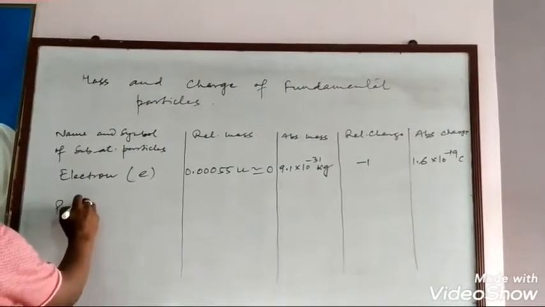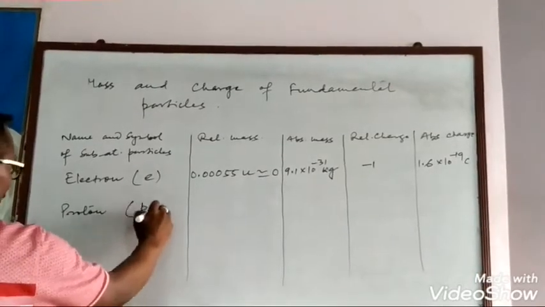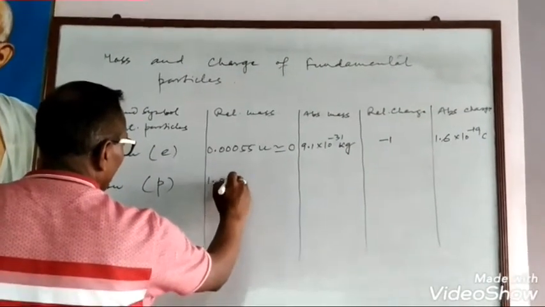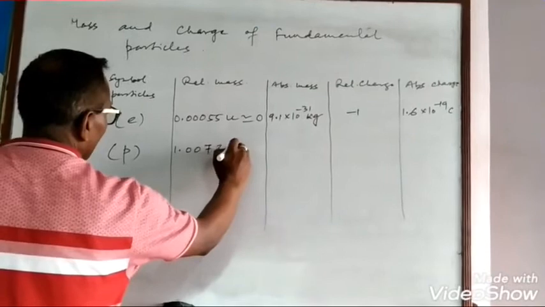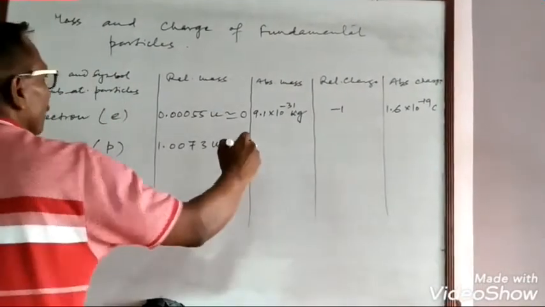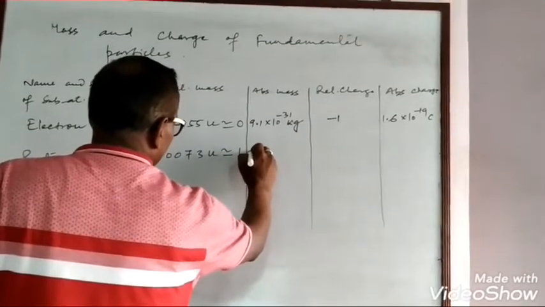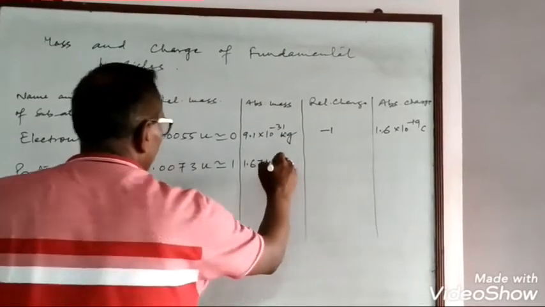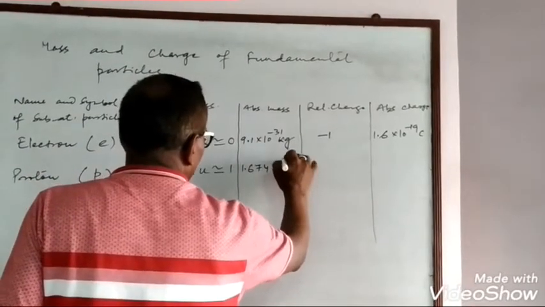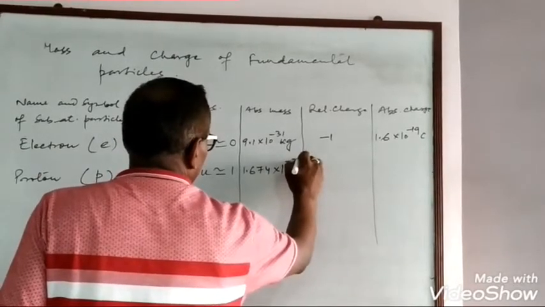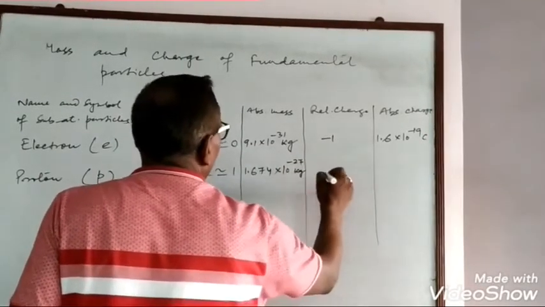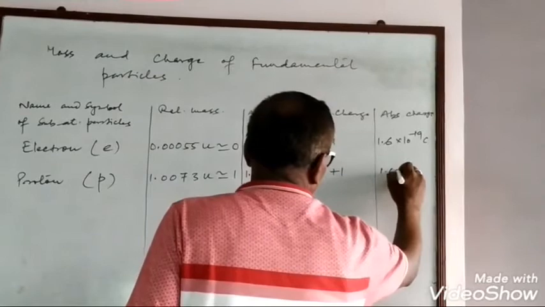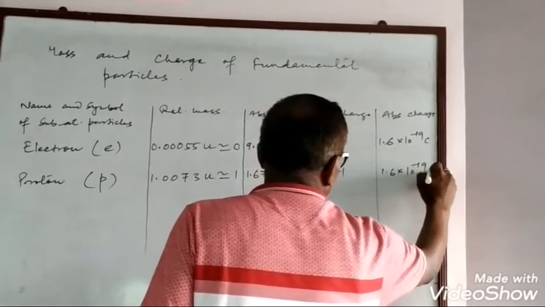Similarly, for proton, it is represented by small p. Here is 1.0073 U, and this is very close to 1 U, and its absolute mass is 1.674 into 10 to the power minus 27 kg. Its relative charge is +1, and absolute charge same, 1.6 into 10 to the power minus 19 coulomb.